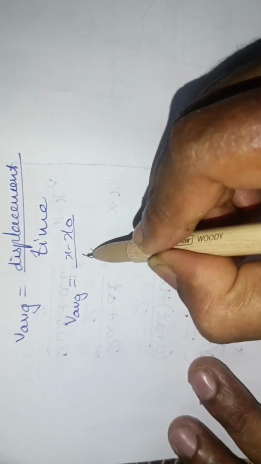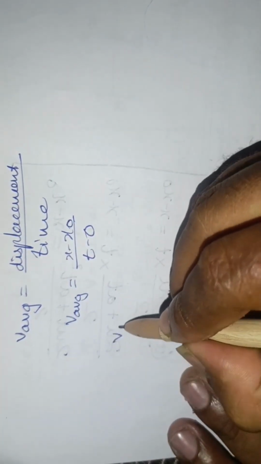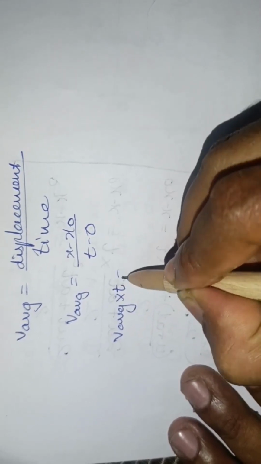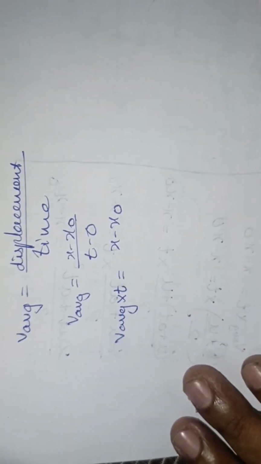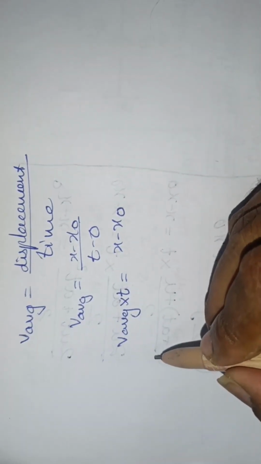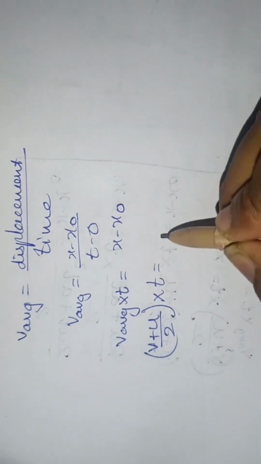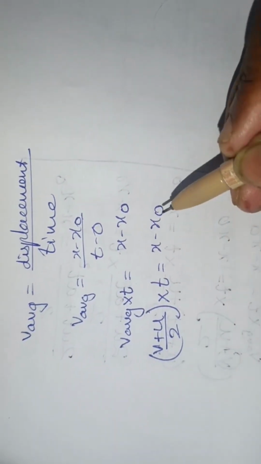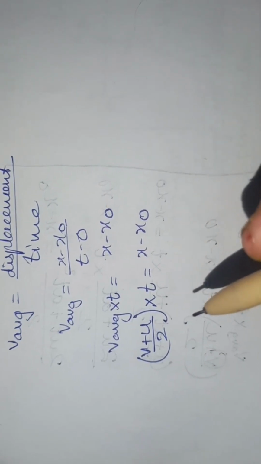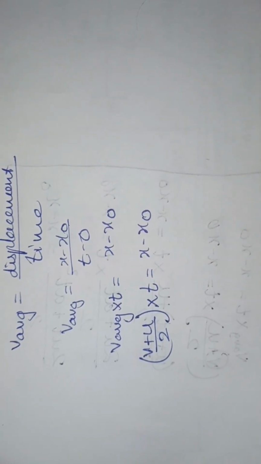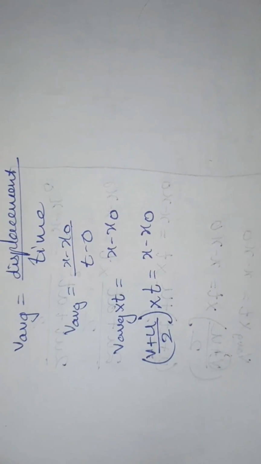X minus x naught divided by t minus 0, and we will write it as V average into time is equals to x minus x naught. We can also write it here, instead of V average here we have written the equation as V plus U divided by 2 into T is equals to x minus x naught. So far we have learned in this equation is this terminology. Now I would like to go ahead with the small changes. Here I would like to go ahead with the time.